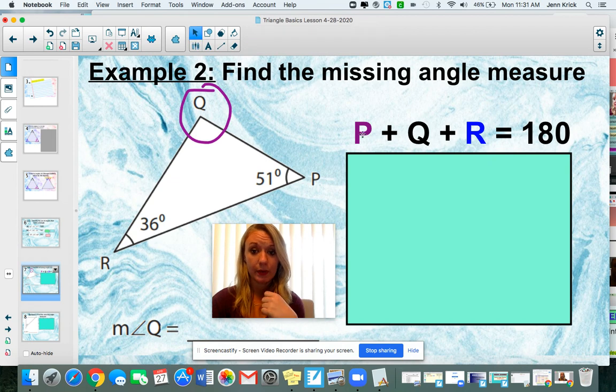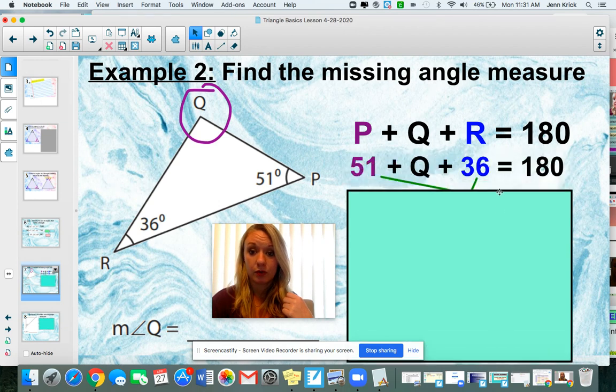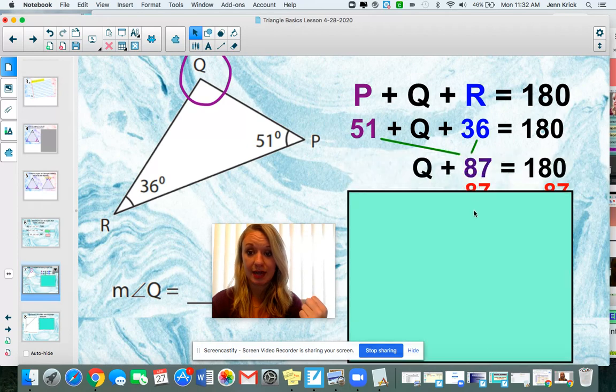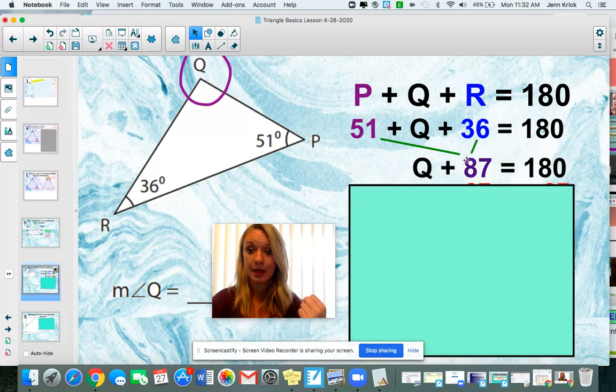But we do know that if you add up all three angle measures, they equal 180 degrees. So if we filled in our equation, we know that P is 51, we don't know what Q is, and we know that R is 36. Now to solve, we're just going to combine like terms. So I know 51 and 36 add up to 87 right here. So we know Q plus 87 equals 180.